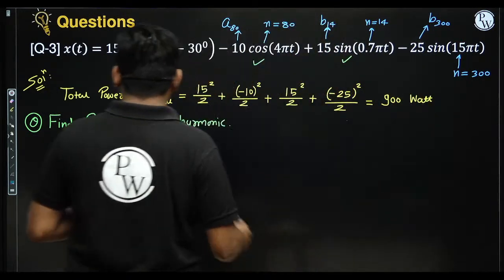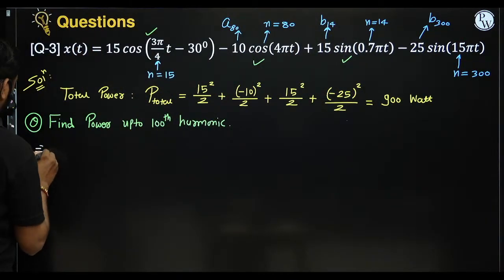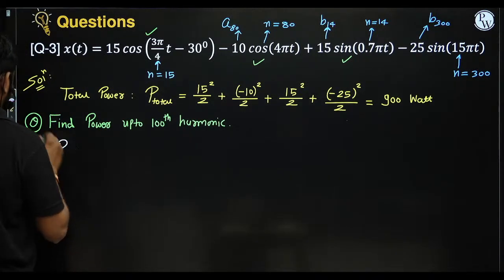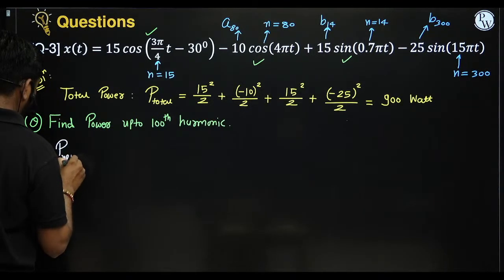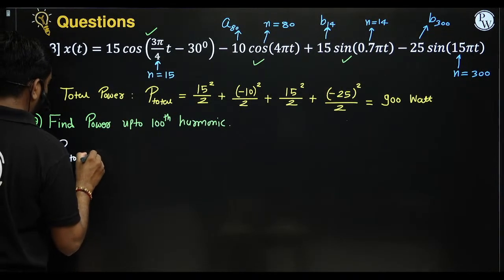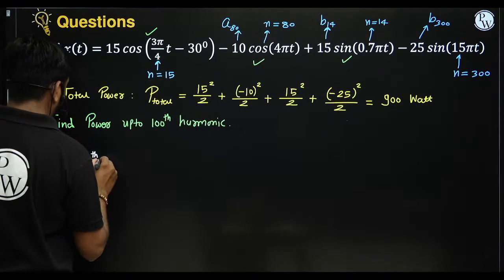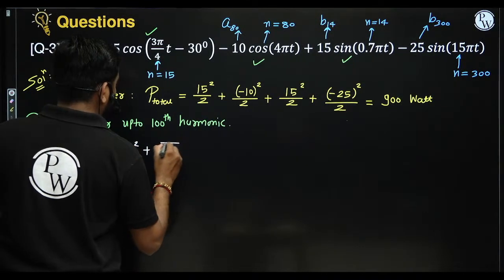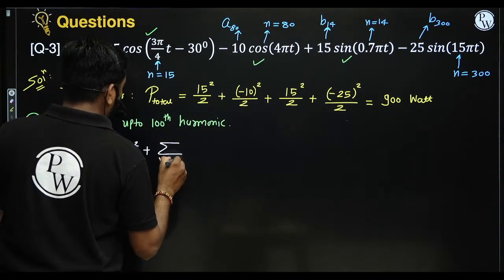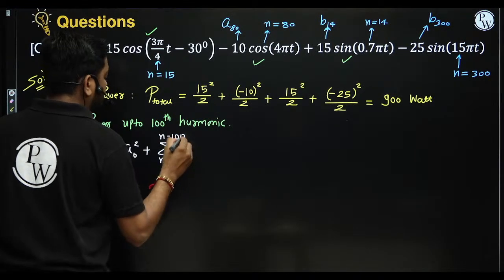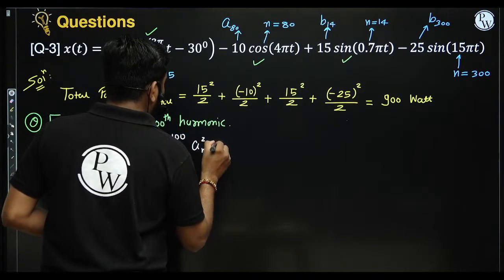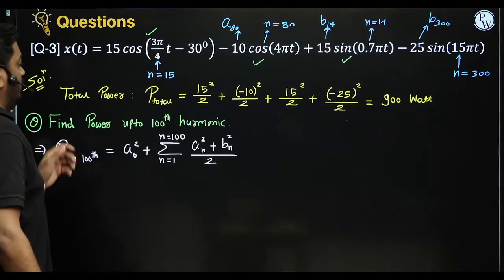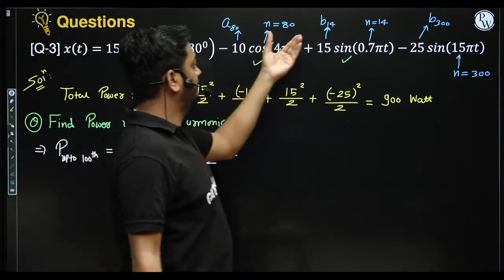So find power up to 100th harmonic. I already told you the formula. Up to 100th harmonic they are asking, so from n equal to 0 to 100, it is nothing but a0 square if DC is there, plus summation n from 1 to 100 of an square plus bn square divided by 2, guys. So for that you have to consider the first term, second term and third term.